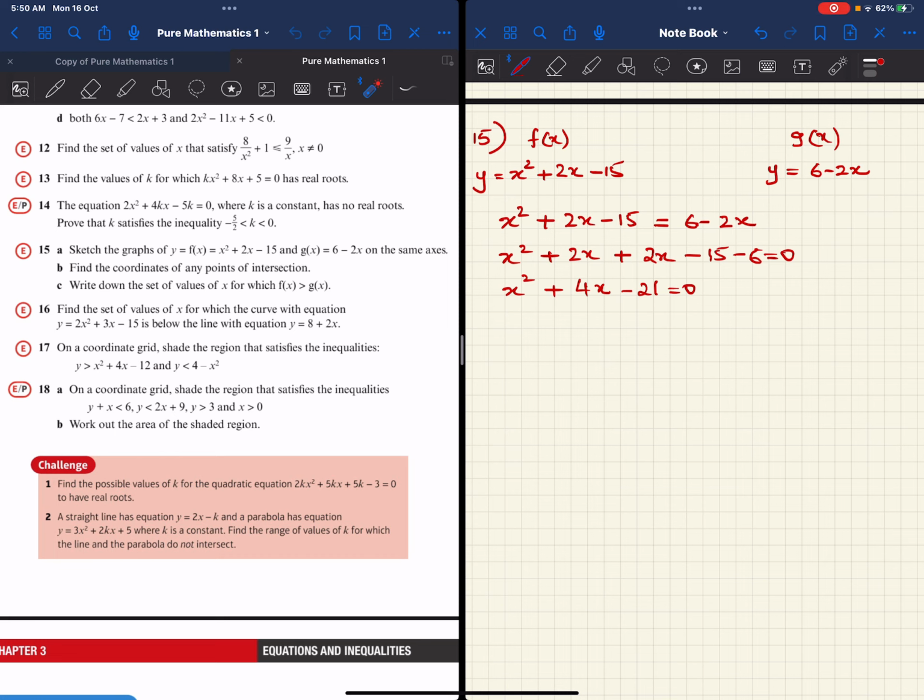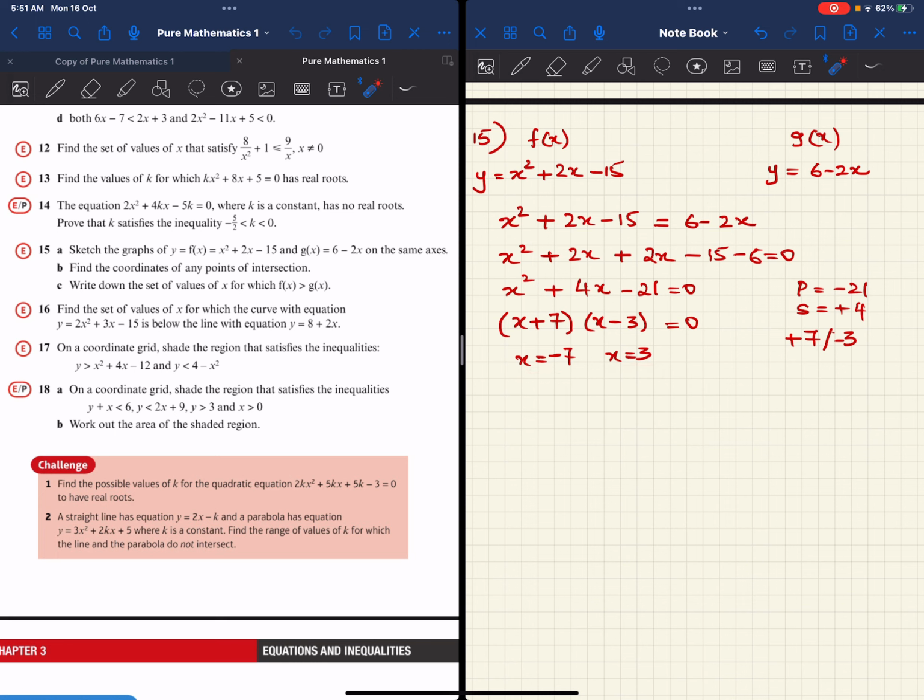Now the product is negative 21, the sum is positive 4. So I have 7 threes are 21, 7 can be positive and 3 is negative. So my factors are x plus 7 and x minus 3 is equal to 0. x is equal to negative 7 and x is equal to 3. So the two graphs have intersection x coordinates negative 7 and 3.